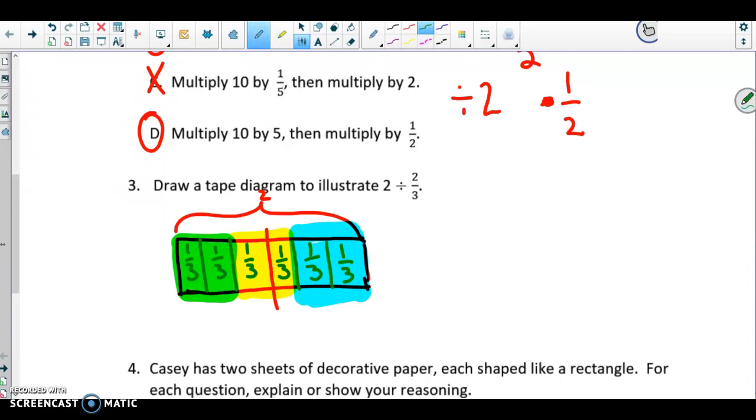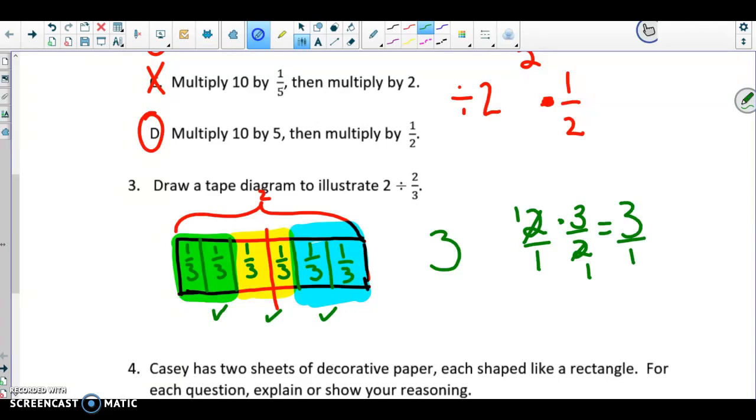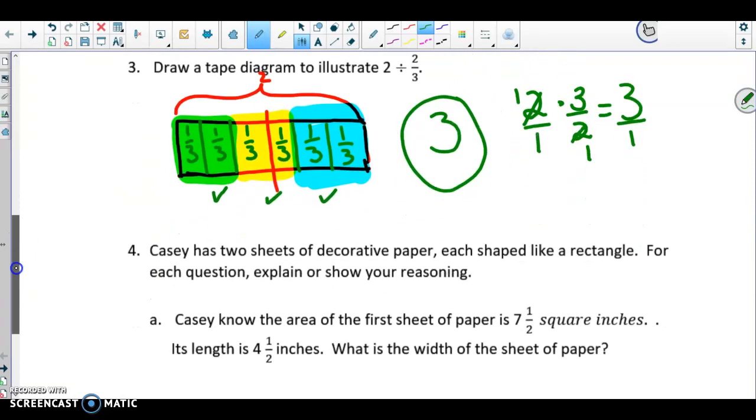So 2 divided by 2/3, my tape diagram shows me that I have a group here, and a group here. So my answer is going to be 3. And I could double check it by doing what we've learned. So 2 divided by 2/3 is the same thing as 2 times 3/2. And so I could simplify beforehand, end up with 3/1, or just 3. So yes, my answer is 3. I double checked it with my multiplication, my algorithm.